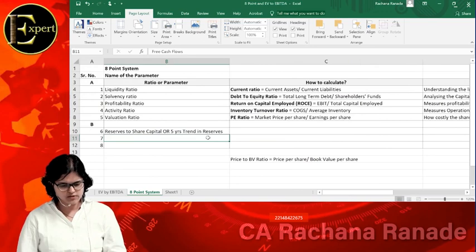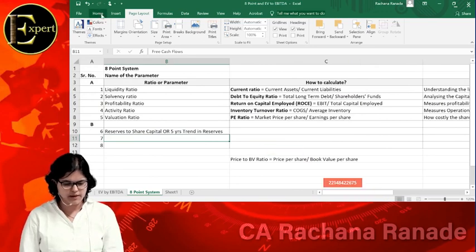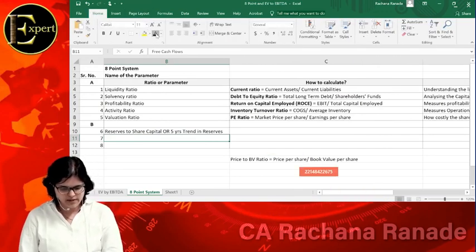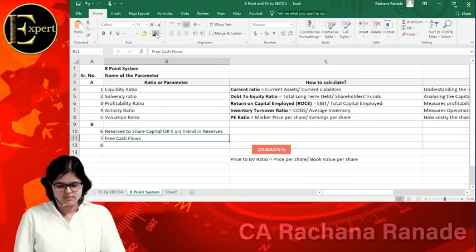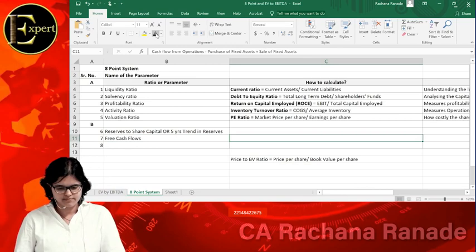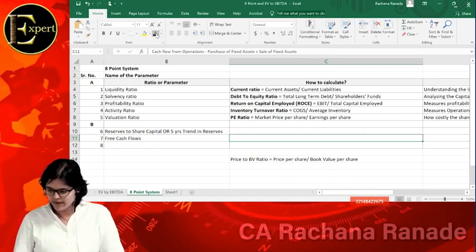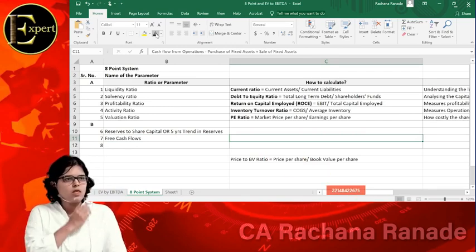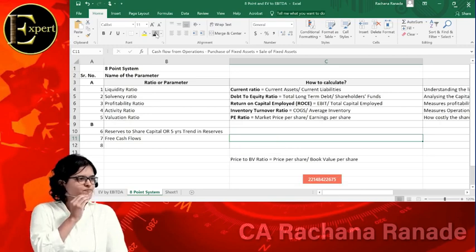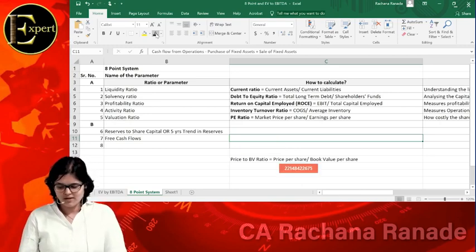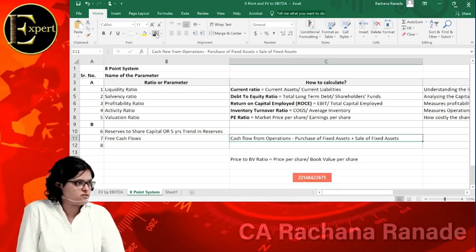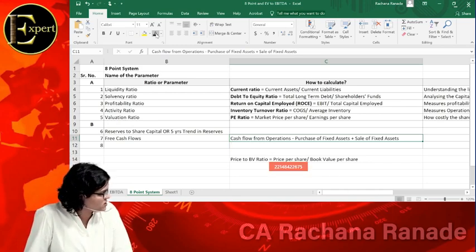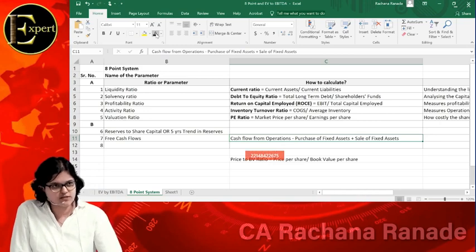Can we go on to the next ratio? Yes, or the next parameter, I can say. The next parameter that we had discussed, very important parameter, free cash flows. And if you remember, how did we calculate free cash flows? Yes, so it was cash flow from operations minus purchases of fixed assets less sales of fixed assets.